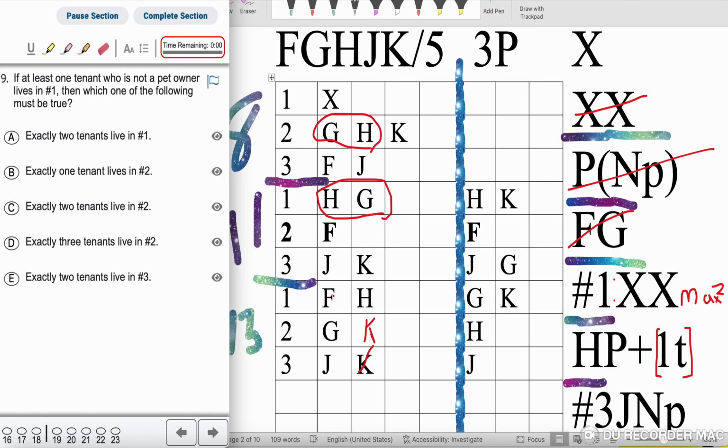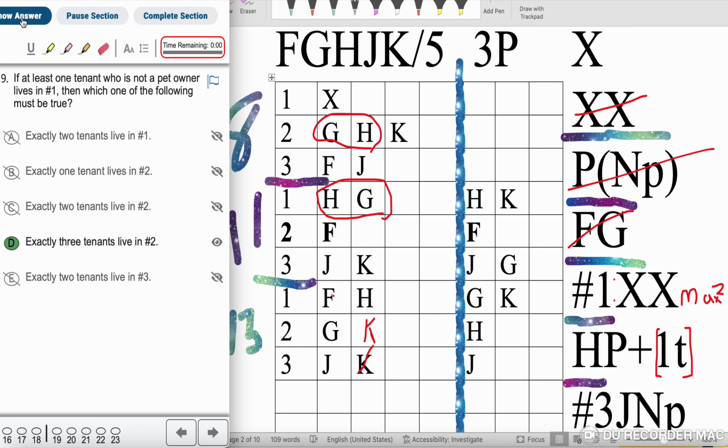Question 9: if at least one tenant who is not a pet owner lives in number 1, then which of the following must be true? From world number 8, you see that you could put in that position one person who is not a pet owner. So let's use that world to answer these questions. Exactly one tenant lives in 1? No, we see that it could be none or 1. Exactly one tenant lives in 2? No, we see that's 3. Exactly 2 tenants live in 2? No. Exactly 3 tenants live in 2? Yes, we do see that. Exactly 2 tenants live in 3? No.